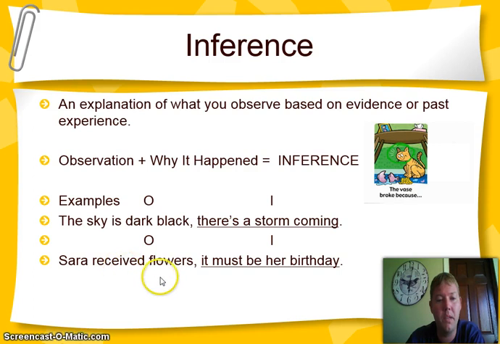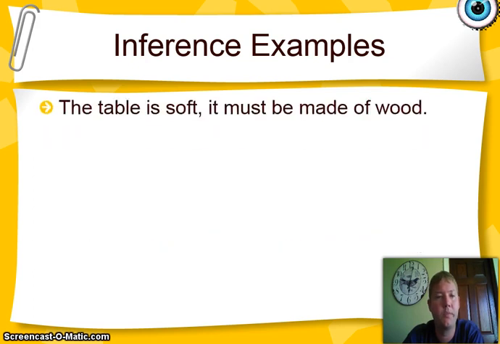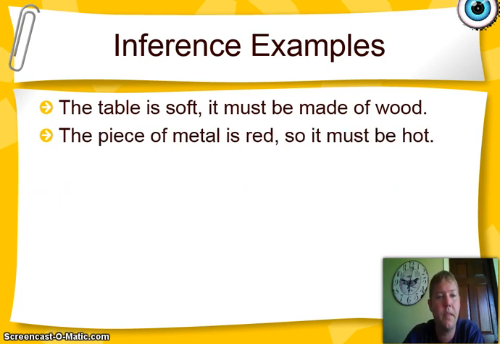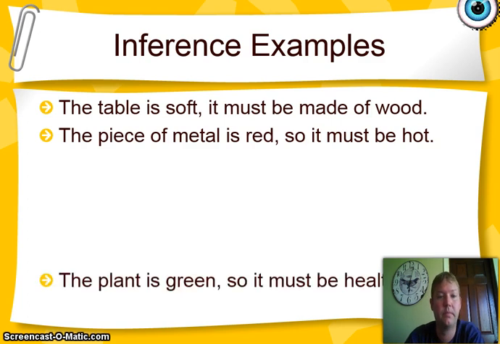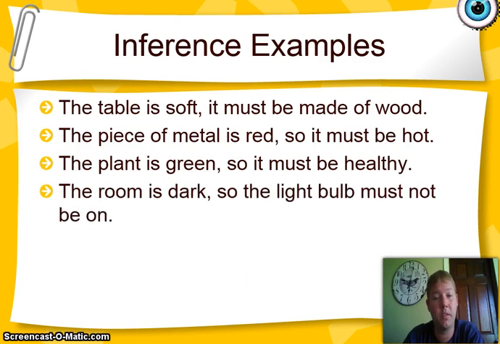Here's another one. Sarah received flowers. That's an observation. Okay, based on my past experience, why would somebody receive flowers? My inference might be it must be her birthday. So that's an inference. Here are some more inference examples for you. The table is soft. So why is it soft? Well, it must be made of wood. If it was made of metal, it's not going to be soft. The piece of metal is red, so it must be hot. Based on prior experience, when I see metal glowing, it's probably pretty hot. The plant is green, so it must be healthy. The room is dark, so the light bulb must not be on.